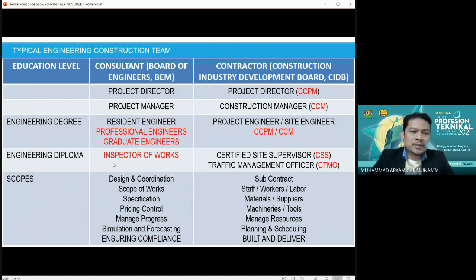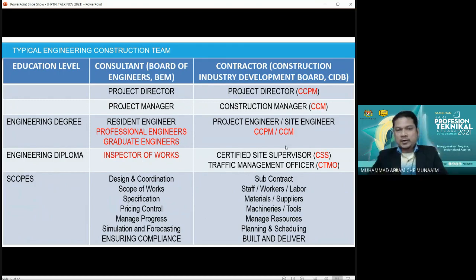Meanwhile, the same engineering diploma, or engineering technology diploma, or maybe other kinds of diploma related to construction activities, will go for another scope of work certified by CIDB. The first one is registered through the Board of Engineers, as a registered person of the Board of Engineers.